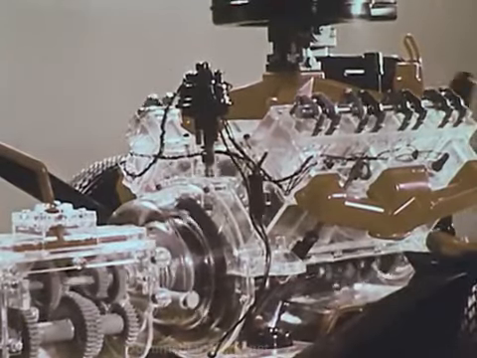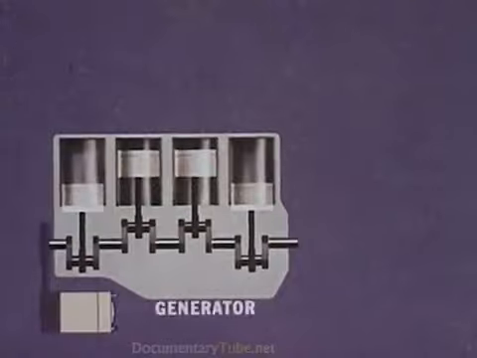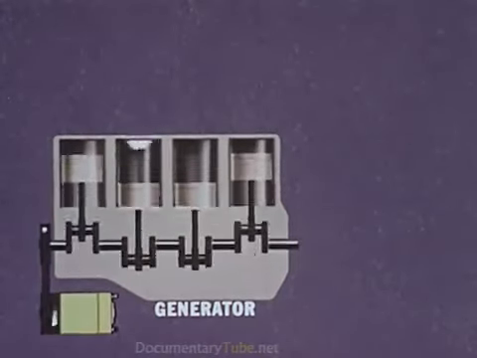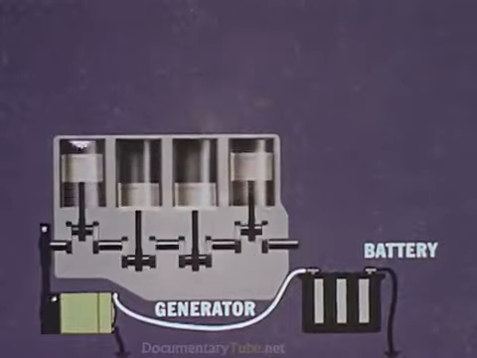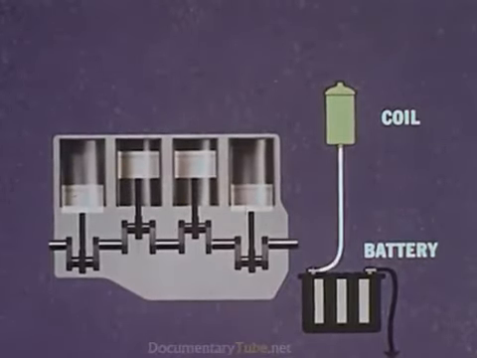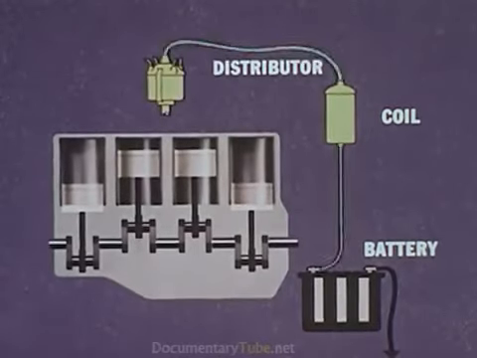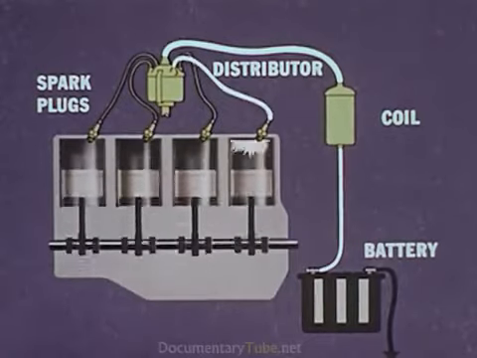The engine's electrical system supplies the spark that fires the fuel mixture. As the engine rotates, it drives a generator which keeps the car's battery charged. The battery supplies electricity to the coil, which boosts the current to a voltage high enough to produce a spark, and then sends it through the distributor to the spark plugs located in the cylinders.